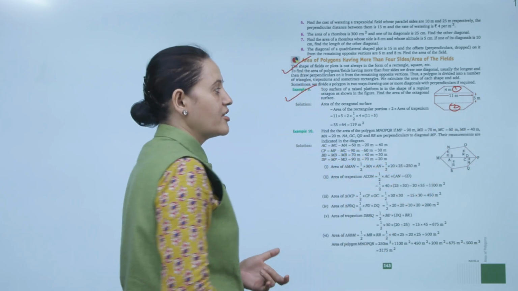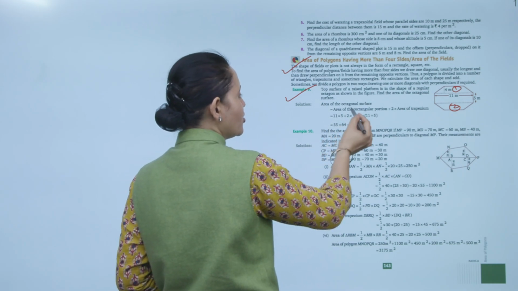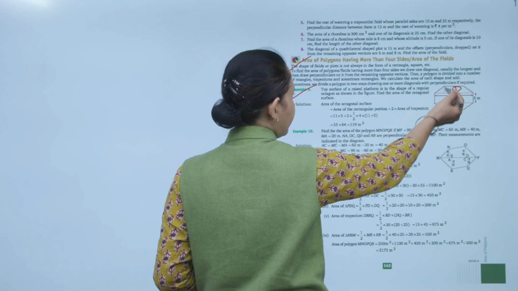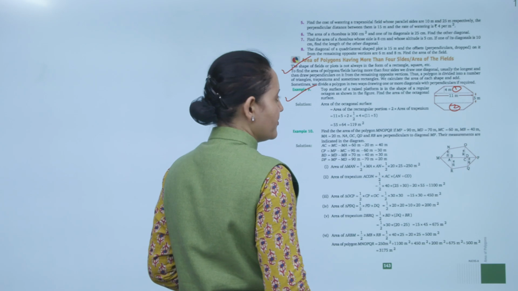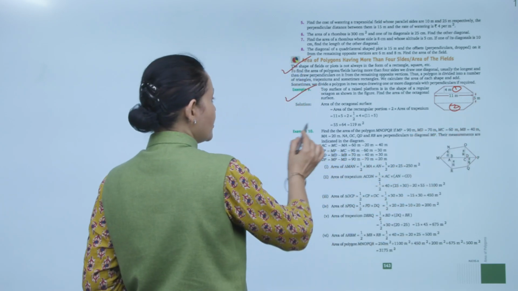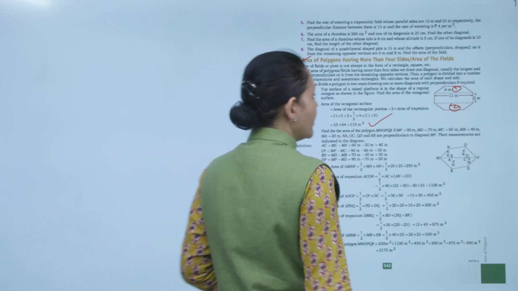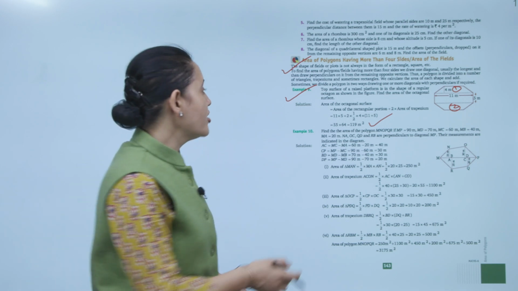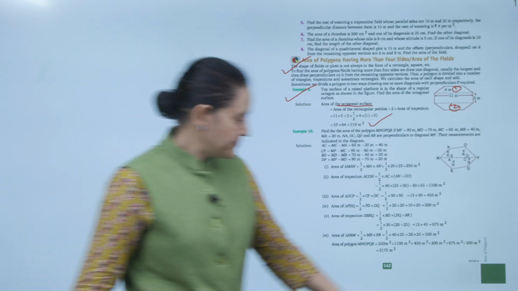So, the area of the rectangular portion is length into breadth, 11 into 5, plus 2 into 1 by 2 into the perpendicular height, that is 4, into 11 plus 5. That is equal to 55 plus 64, which is 119 meter square. That is the area of the given octagonal surface. Clear?